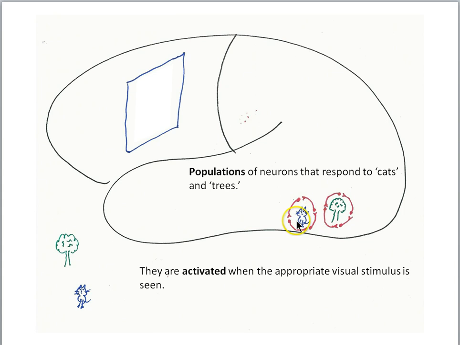Now this will be our icon for either those populations of cells that are activated by the visual perception of a cat or the memory of a cat. And for the tree, likewise, those populations of cells that are activated by the perception of a tree and/or the memory of a tree. So the idea then is populations of neurons that respond to cats and trees are in the visual system. The visual system has a certain pattern of activity when a cat or a tree is present, and these neurons are activated when the appropriate visual stimulus is seen.